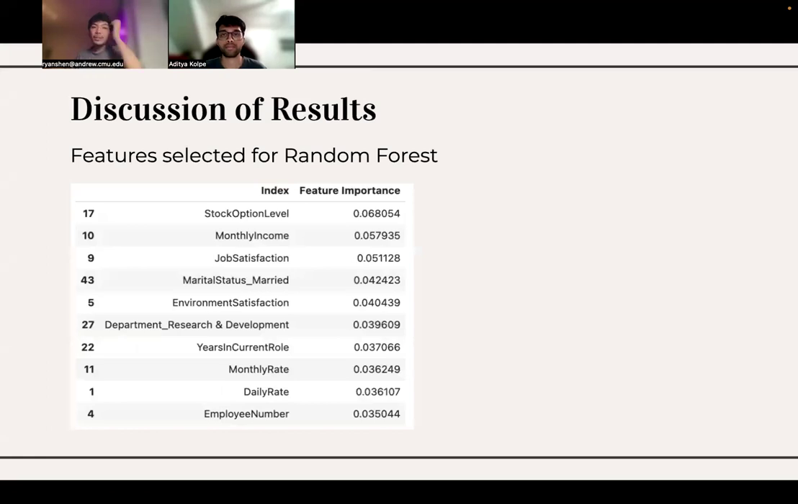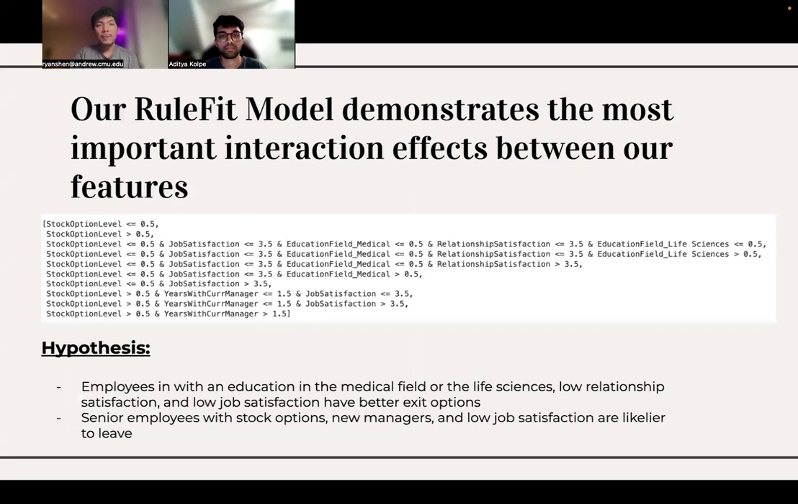So when we talk about the features selected for random forests at a very broad level, stock option level plays a really big role, followed by monthly income and job satisfaction. And when we use a rule fit model to demonstrate the most important interaction effects between our features, you'll see that stock option level does matter quite a lot, but it also matters in the context of the other features that are also included among those observations.